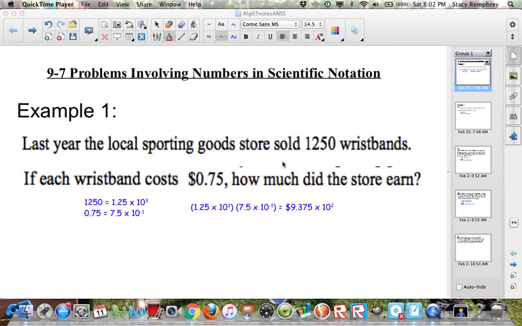Okay, in 9-7, we're actually not doing anything new. We're just applying scientific notation into some word problems and real world problems. So I'm going to go through a few of them with you. There isn't really one way that you do these.